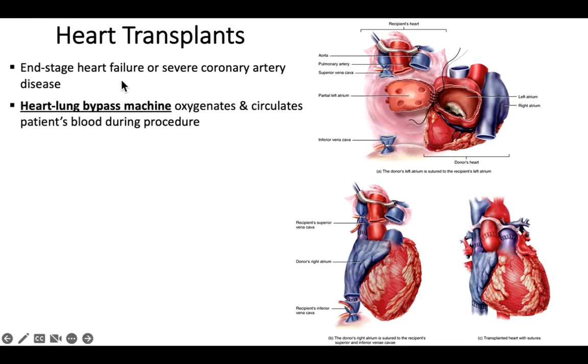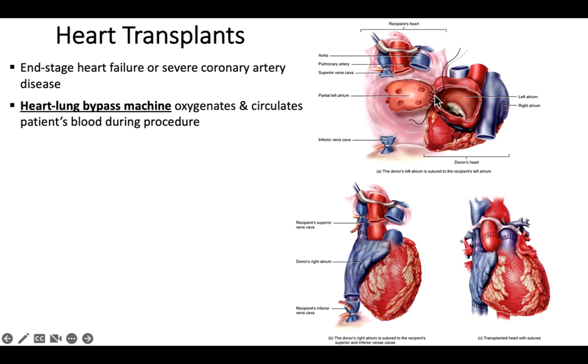The patient's put on a heart-lung bypass machine, which temporarily oxygenates and circulates the blood while the old heart is removed and the new heart is placed inside. So here is the patient's heart missing. They took off the old heart. They detached the vena cava. They detach the pulmonary trunk. They detach the aorta. A lot of times what they'll do is they'll leave the back of the left atrium there, because it's pretty difficult to detach all four pulmonary veins. So they leave this back wall of the left atrium.